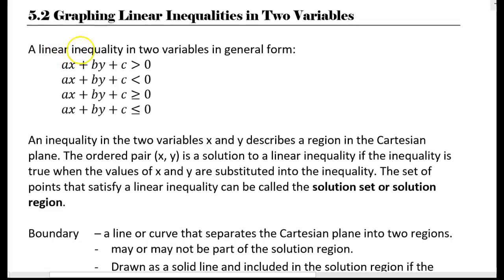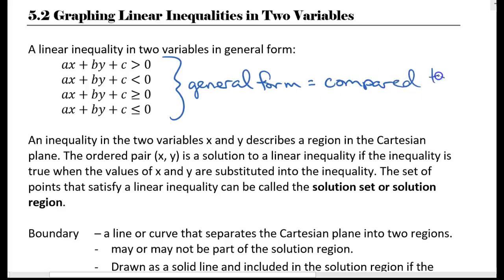So a linear inequality in two variables in general form looks like these. So the key thing to note about general form is that it's all set to 0 or compared to 0. Unfortunately, this is not ideal in terms of graphing. So things to remember is that we will eventually want to isolate y in order to graph.